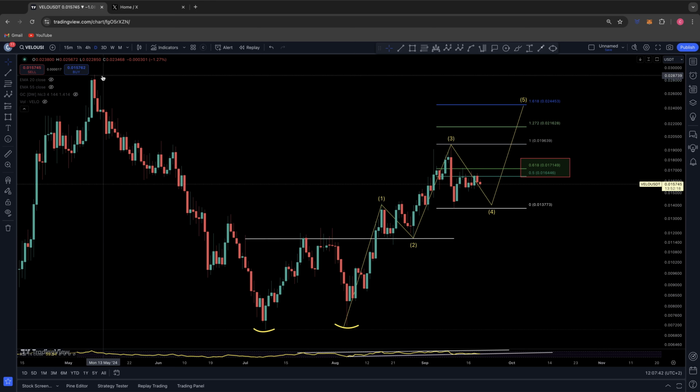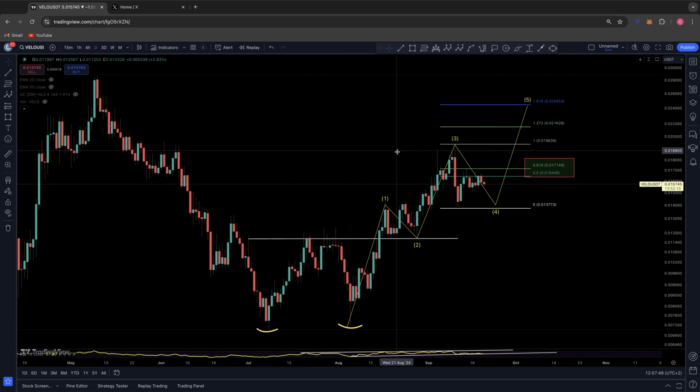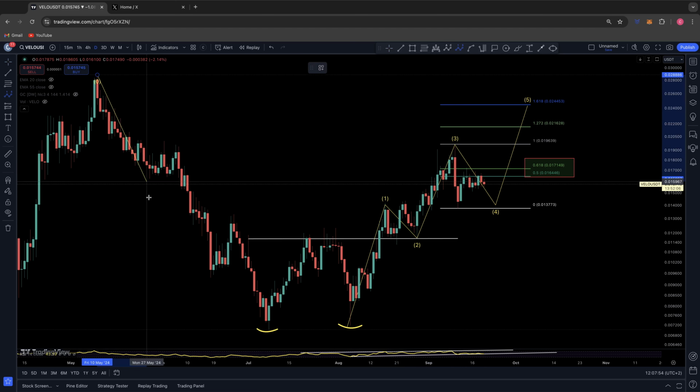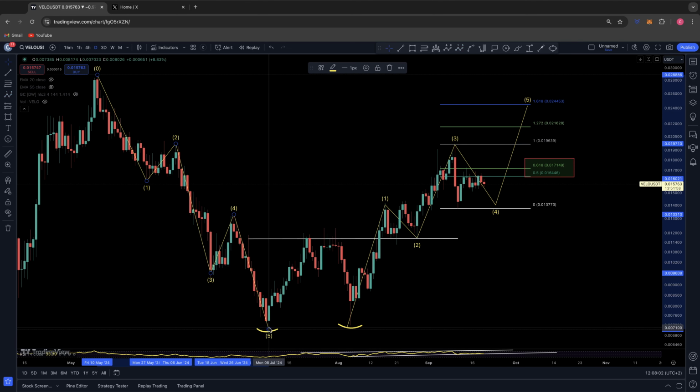in retracement back up to this 0.028 high. Now the way that I've broke this down is I've shown you before in the past for VELO that from this 28 high we also had a 5-wave correction, 1, 2, 3, 4, 5. And this is how we obtained our low in July of 0.007.